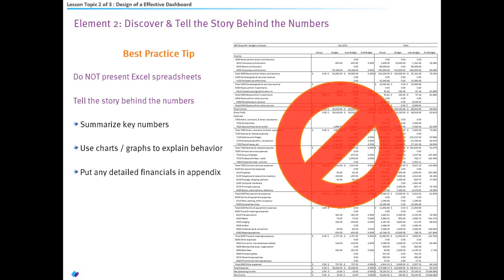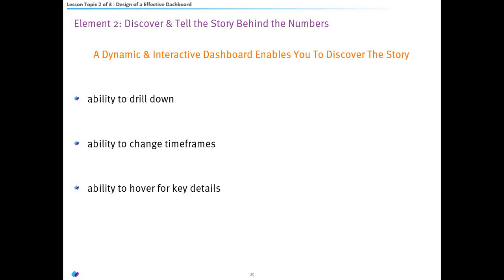So a quick best practice tip is, when you talk to a board or a donor, not to present an Excel spreadsheet, not to download your report from QuickBooks Online, but instead tell the story behind the numbers. Summarize key numbers and use charts and graphs to explain the behavior, and then put detailed financials in the appendix. I believe that if you have graphs and charts, that can allow you to investigate and find the story, and then also communicate that story as well.